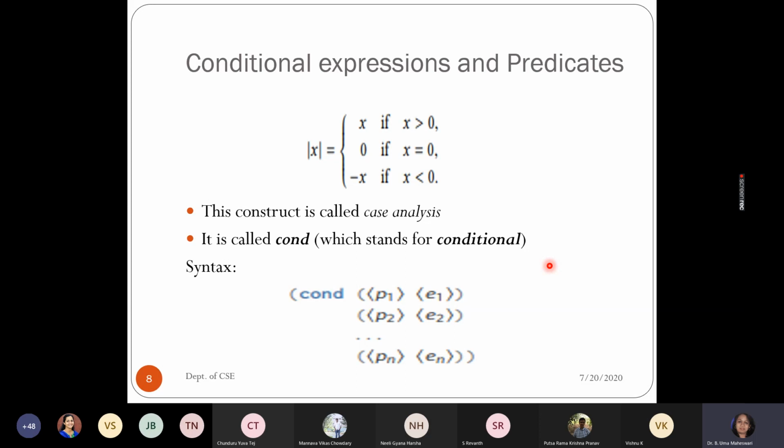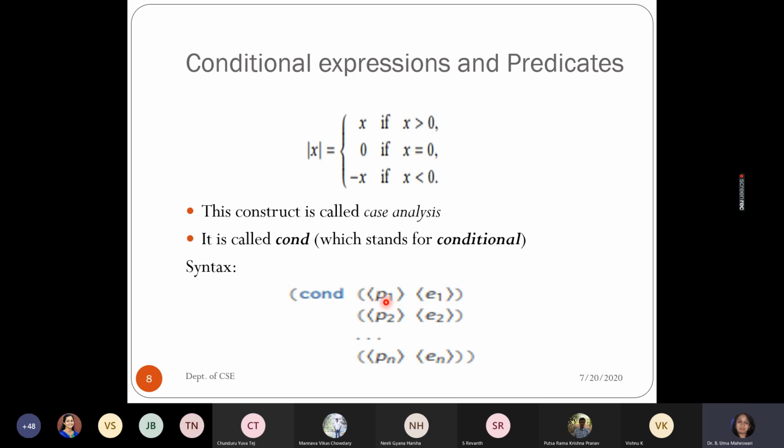If you look at the syntax, cond, P1, E1. P1 is called a predicate. E1 is called an expression. Predicate, expression, it can be continued n times. What is meant by predicate? In Lisp, we have to write a predicate in such a way that it has to return true or false. Now you can very well understand what it is.